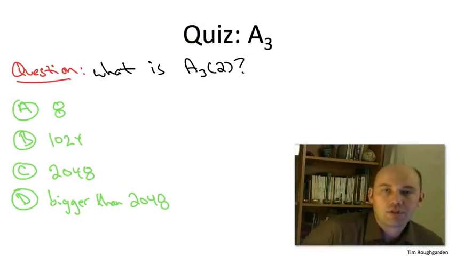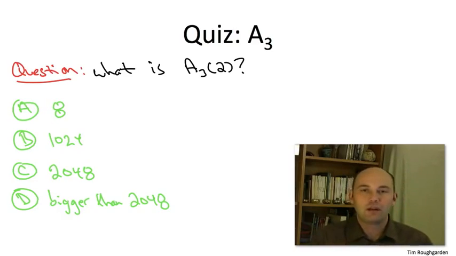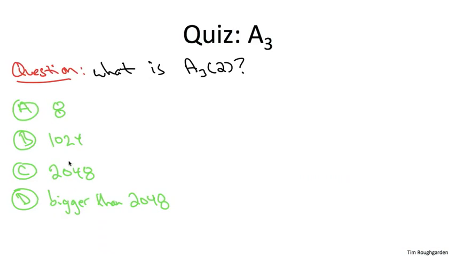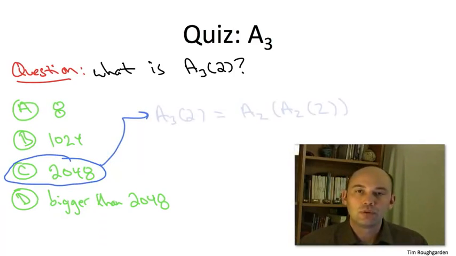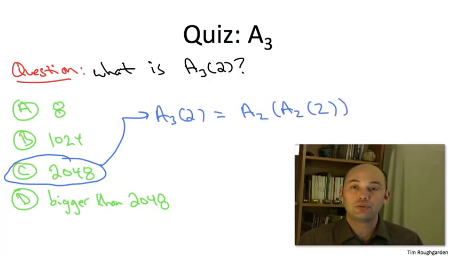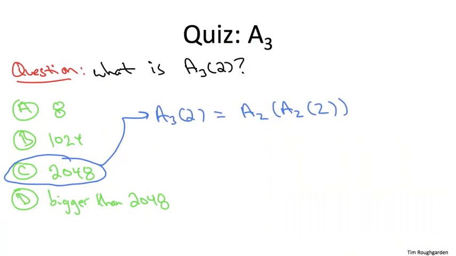Okay, so the correct answer is the third one. It's 2048, also known as 2 to the 11th. Let's see why. Well, A3 of 2, that just means we apply A2 twice to 2.